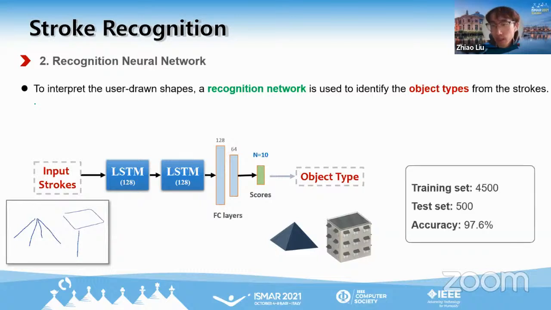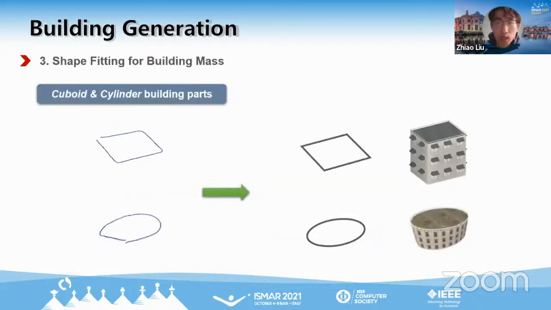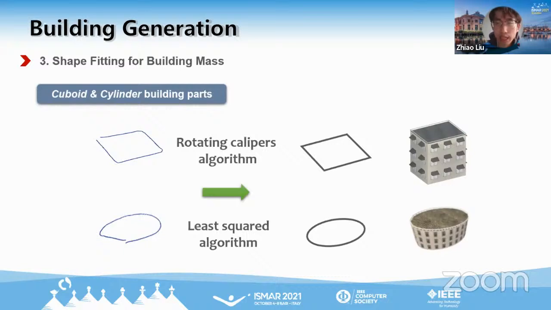As a result, on the test set, we finally obtained around 97% accuracy. After recognizing the object types, our method will automatically synthesize the detailed 3D geometry that can match the stroke shapes well. For the cuboid and the cylinder shape building masses, we adopt the rotating calipers method and the least squares algorithm to fit the rectangle and ellipse shapes respectively.